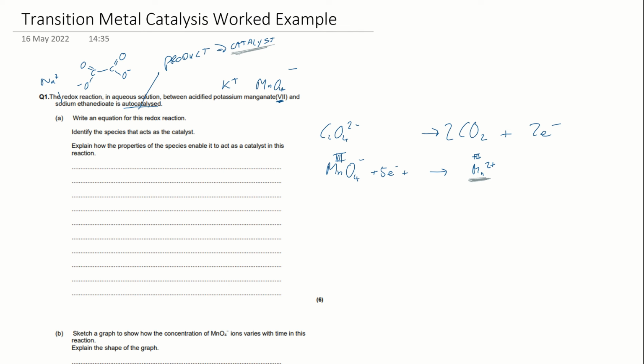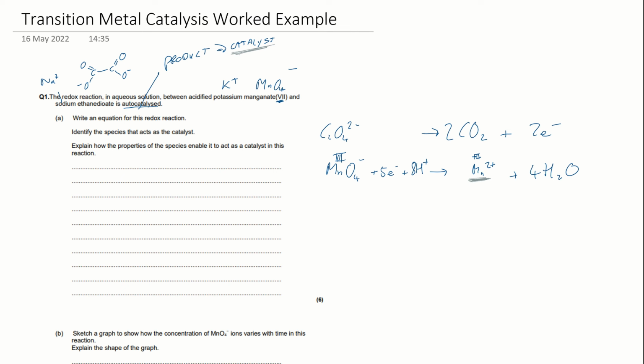Where are the oxygens going to go? Well, I'm going to have to add 8 H+ to soak up those 4 oxygens and make 4 waters. So you're probably used to that one already. Basically how this all works is manganese gains 5 electrons from ethanedioate ions, and then goes to make manganese 2+.